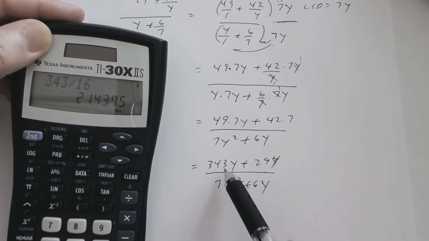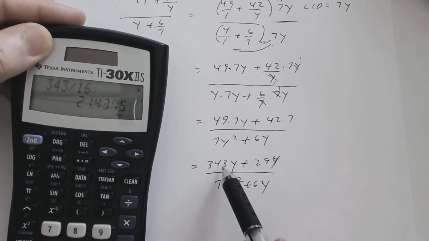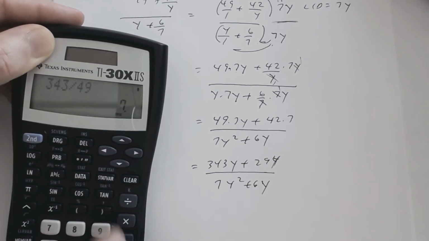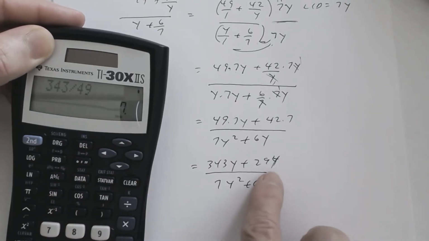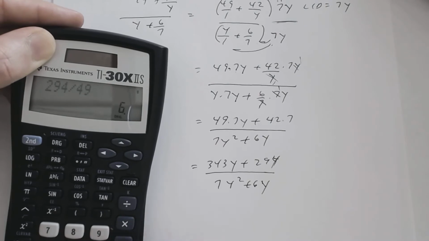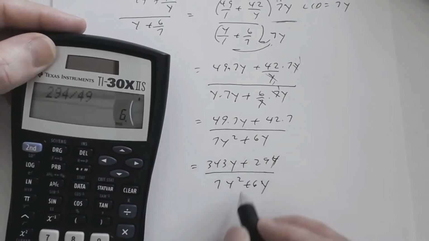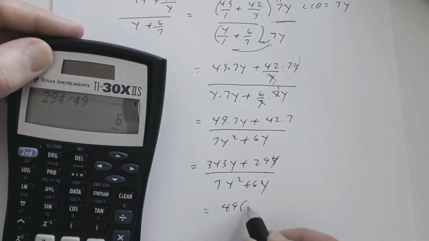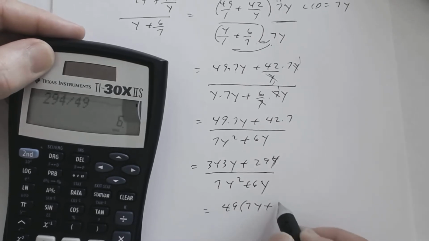So the next one's 25, and obviously that's not going to work because the last digit's 3. And the next one's 49, so let's try 343 divided by 49, and there you go. And 49 is the largest because there's a 7. Now see if 49 will go into 294. 294 divided by 49, yep, it does. So the GCF of the numerator then is 49 times, what was that, 7y plus 6.